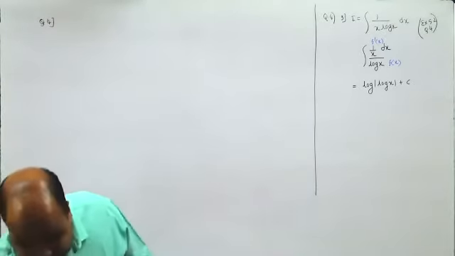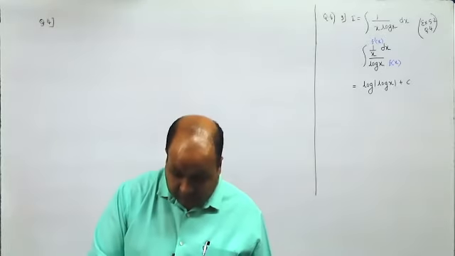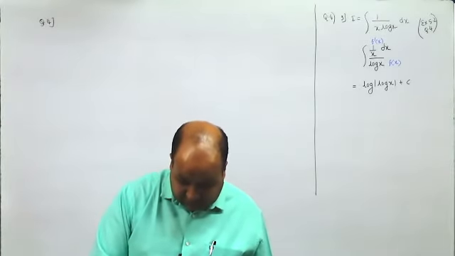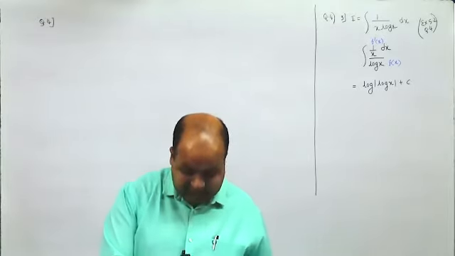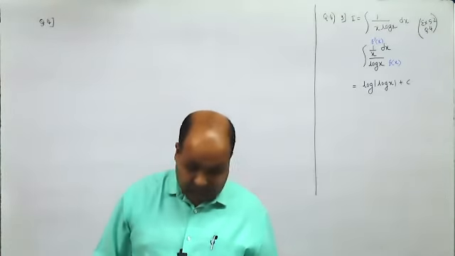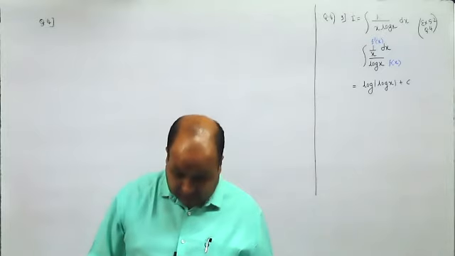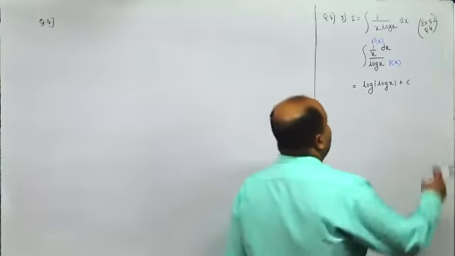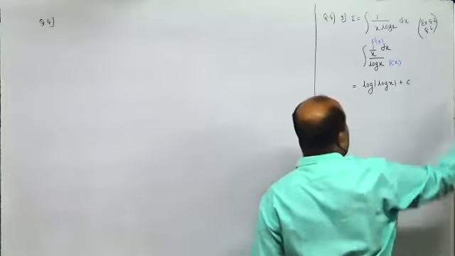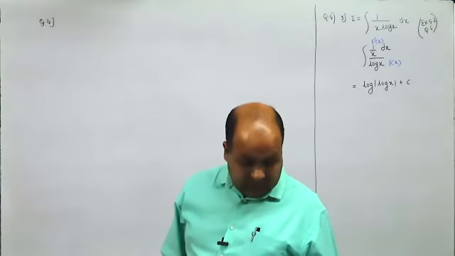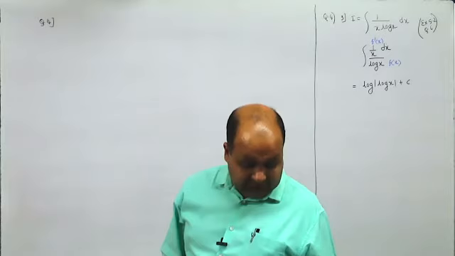Sir, exercise 5.2 fourth sum is something different. Exercise 5.2, sorry, sixth question. So that 1 upon x log x is the sixth question of exercise 5.2. Okay, sir. Yeah, I missed it by oversight.